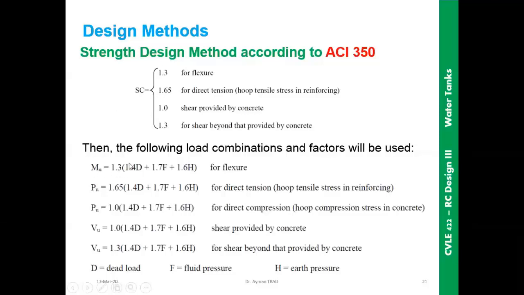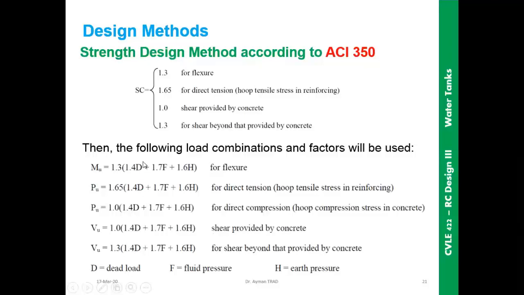So a classical combination of ACI 318 will all be multiplied by 1.3 for flexure, 1.65 for direct tension. If I have direct compression, it is multiplied by 1, because in compression we don't have any risk of cracks, so we will not majorate the combination. As we said, for shear in an element like a slab where we don't put stirrups, we multiply by 1. In the case of a beam, where we put stirrups, we multiply the combination by 1.3.